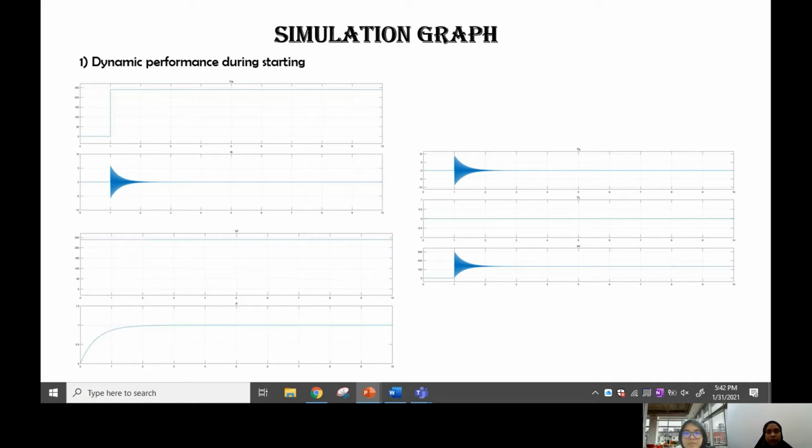Next. Okay, this is the simulation graph for dynamic performance during starting. During this state, the load torque has been maintained at 0 Nm, and it produces a sine wave graph, and the sine wave is dense, so it produces this kind of graph. Okay, next.